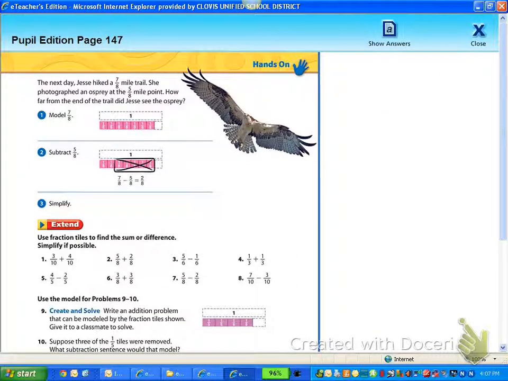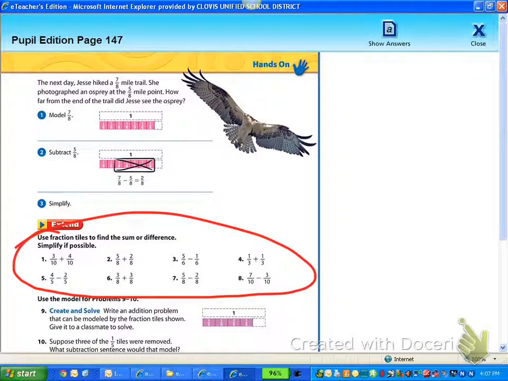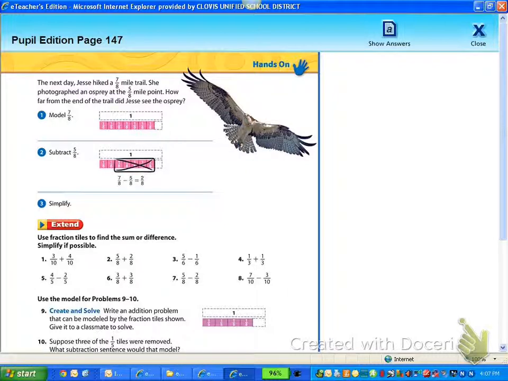Now here in Lesson 1, the problems down here already have a common denominator. All we got to do is add or subtract the numerator. So we have number 1, 3 plus 4 is 7 over 10. 5 plus 2 is 7 over 8. Number 3, 5 sixths minus 1 sixth. So 5 minus 1 is 4 over 6.